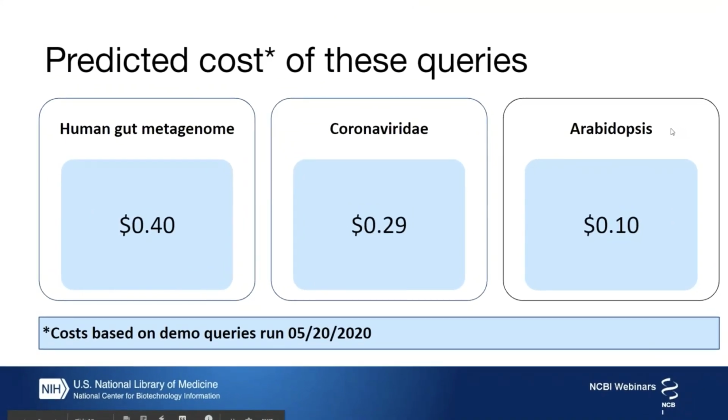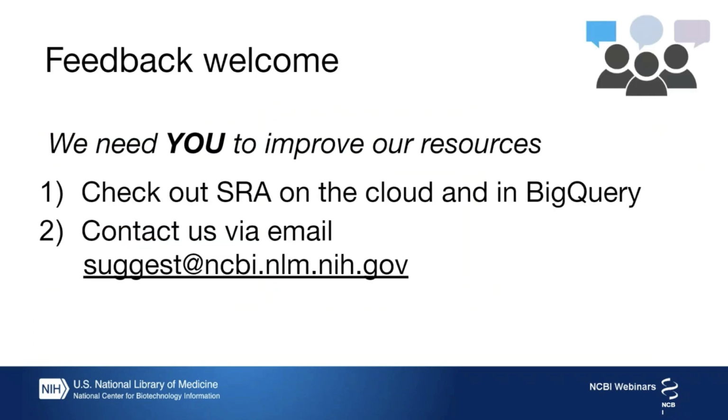Now, running BigQuery is not free, but it is very, very cheap. So here I provide just a quick predicted cost for running these queries. As you can see, our biggest one was the human gut metagenome, where we extracted 40 million rows, but that only cost us roughly 40 cents. The coronavirus data set was significantly smaller, just 30 cents. And the Arabidopsis example was only 10 cents. So getting started with BigQuery is very cheap as well.